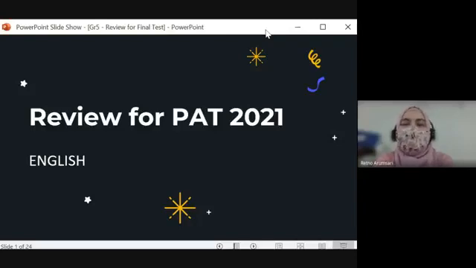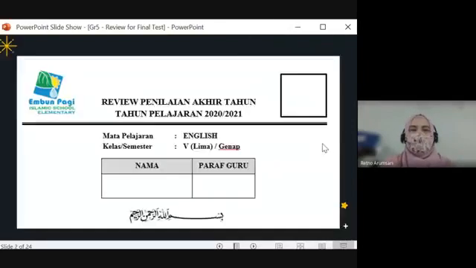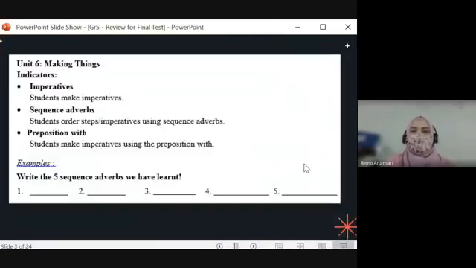All right. Now let's say Basmalah, Bismillahirrahmanirrahim, and check your answers. Now, the first unit, Unit 6. Unit 6 is about imperatives, sequence adverbs, and preposition words. What are imperatives? Imperatives are sentences that tell you to do something, like close the door, open the book.